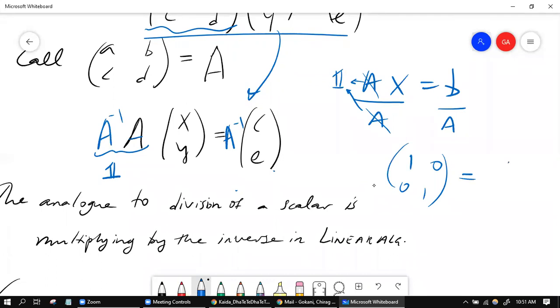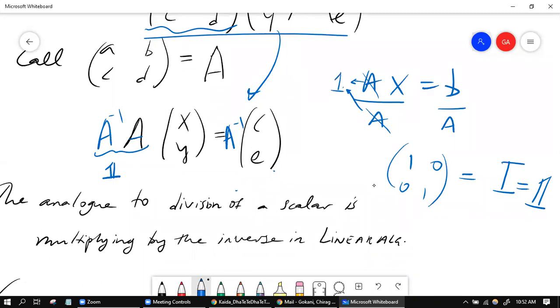This is what some people like to call I and what some people like to call 1. Well, now you can see the utility of calling it 1, because it makes a direct analogy to the scalar algebra case, where any number divided by that same number is just 1, like the scalar 1, right?